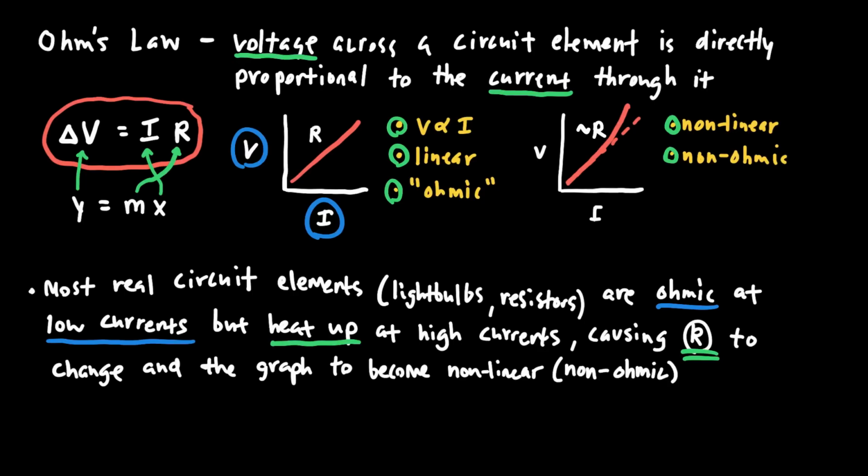But sometimes, even for something that's non-ohmic at high currents, it's valuable to take a graph like the one on the right and use the linear region, the region where it does obey Ohm's law at low currents, to figure out what the resistance is in the region where it's ohmic at those low currents.